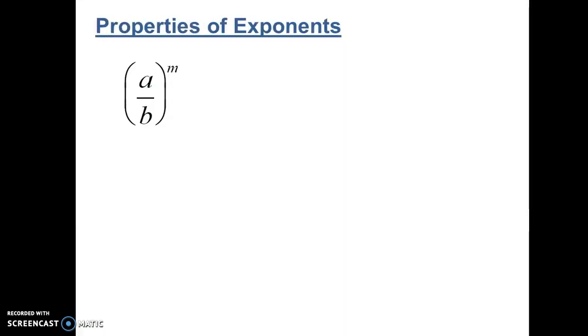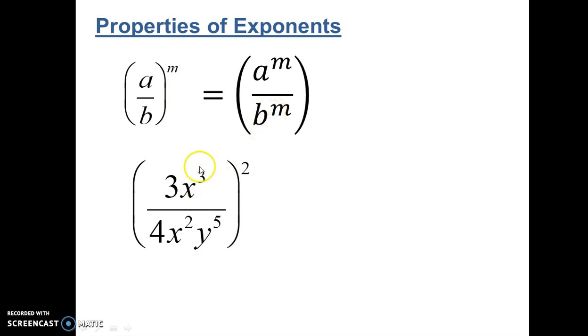Let's look at a couple more properties. If you have division and an exponent on the outside, that exponent applies to all the pieces on the inside, just like with multiplication. So here's an example. We have 2 on the outside here. That 2 will apply to every piece: the 3, the x, the 4, the x here, and the y here.